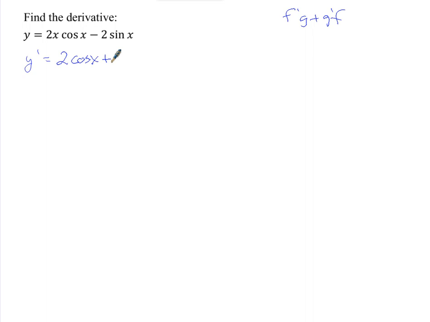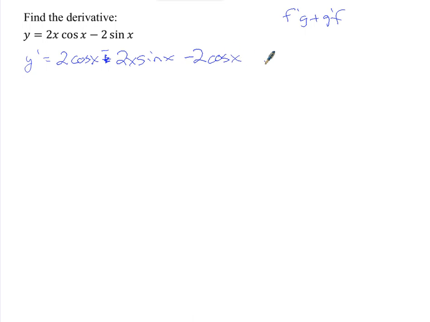plus I have g prime f, right? But since I'm dealing with a regular function times a trig function, I'm going to write f first. So plus 2x, and then the derivative of cosine is negative sine. So I'm going to make this sine x, and then I'm going to change my plus to a minus. Okay, move on. Next part, I don't need the product rule on, so it's going to be minus 2 cosine x.